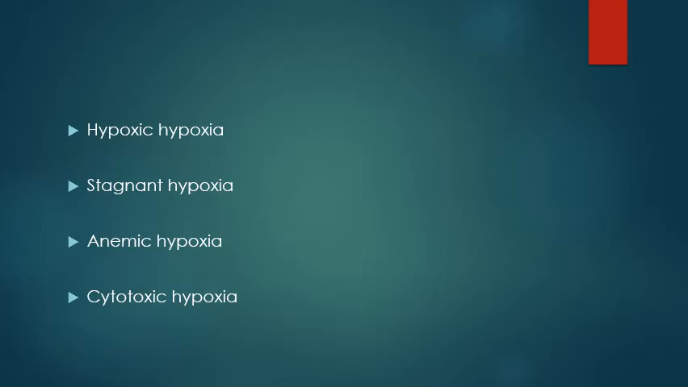Or in other words, we can say that every 100 ml of blood contains 20 ml of oxygen, volume by volume. Volume percent of oxygen in blood is 20 ml. That is 20 ml oxygen per 100 ml blood. This is the oxygen content of blood. If this oxygen content of blood is decreased, that can cause hypoxia.